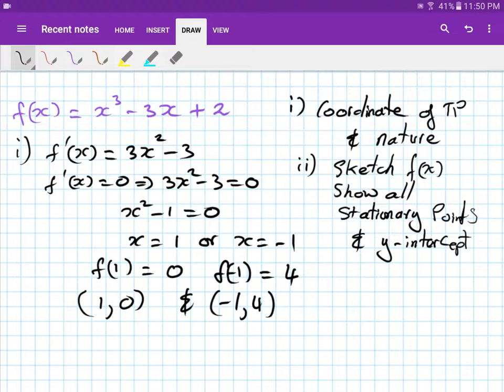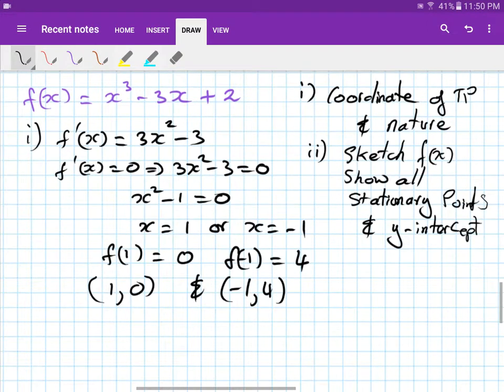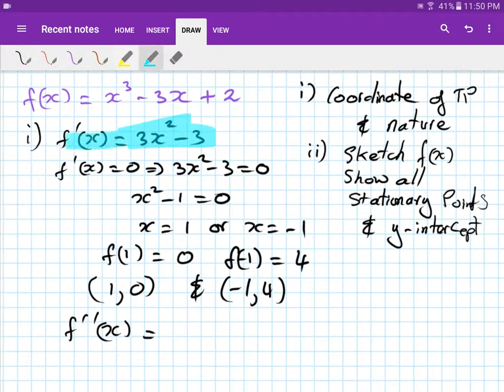Now we're gonna do the second derivative test to find out the nature. Okay, so do the testing first to find whether maximum or minimum or could be point of inflection. So at the moment we haven't got the second derivative, so now we just differentiate again. So f double dash is equal to, I'm just differentiating this one here. So differentiate this, I will get 6x.